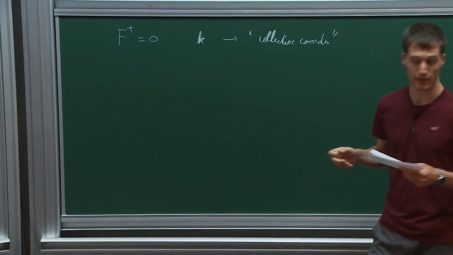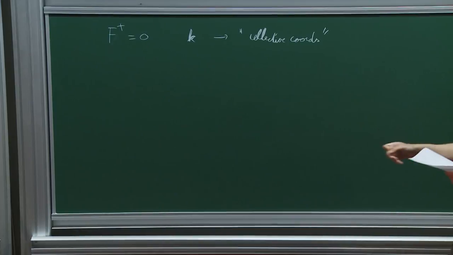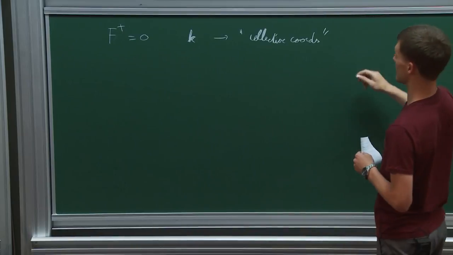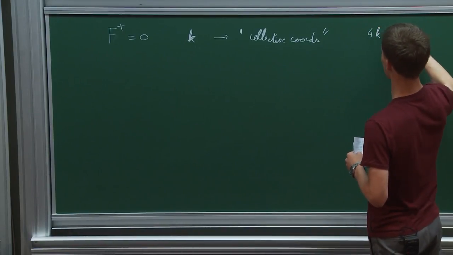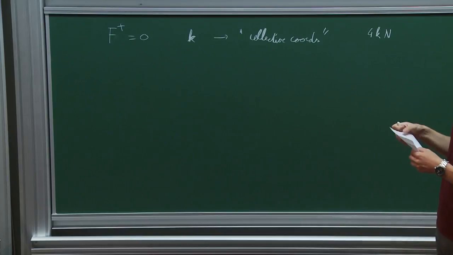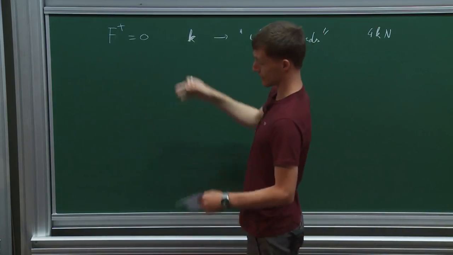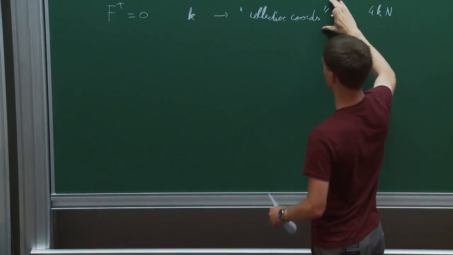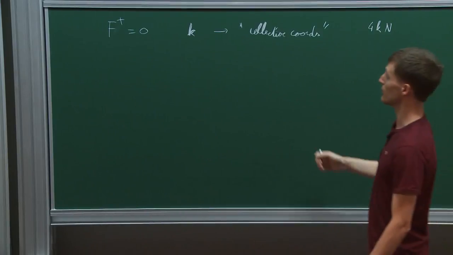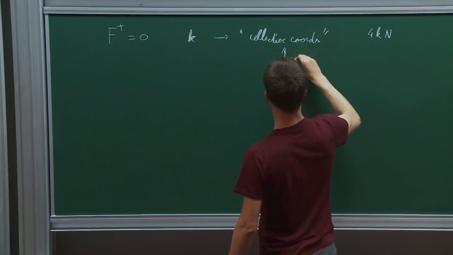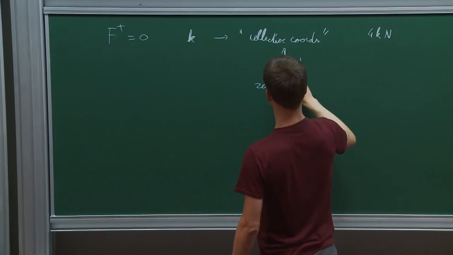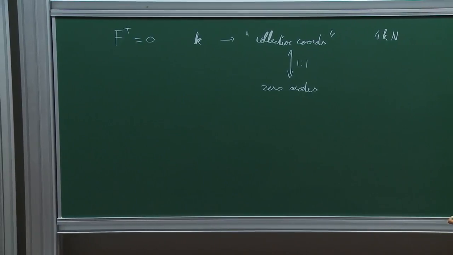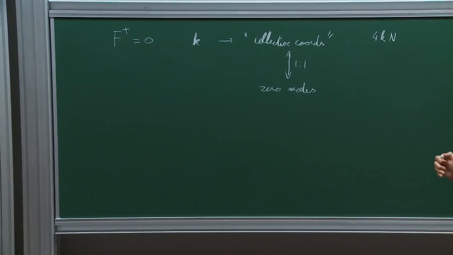In particular, I wrote down the solution for an SU(2) gauge group with instanton charge 1, and we saw that there were 8 collective coordinates. More generally, there will be 4kN bosonic collective coordinates when you solve this equation. We also saw that these collective coordinates, the continuous parameters on which the solutions depend, were in one-to-one correspondence with so-called zero modes. The zero modes were really normalizable solutions to the linearized field equations for the fluctuations.